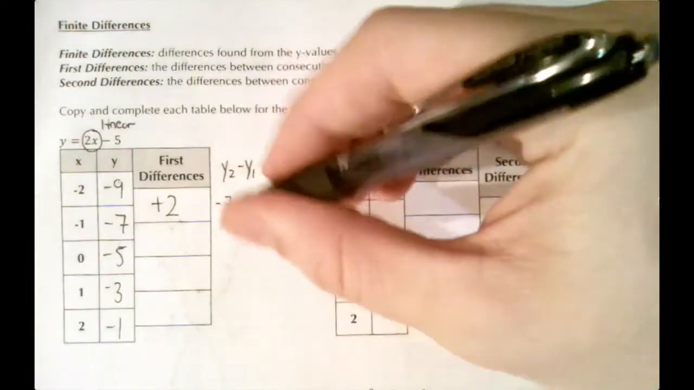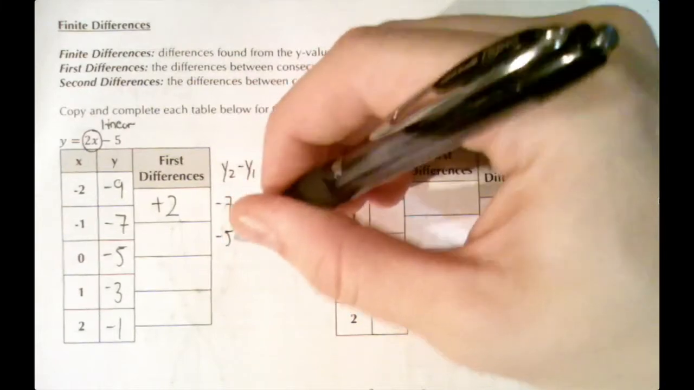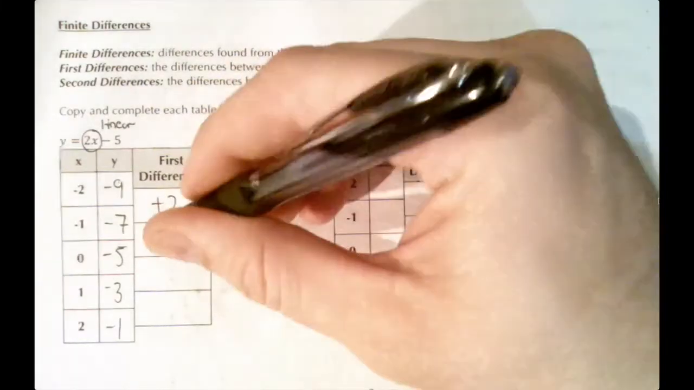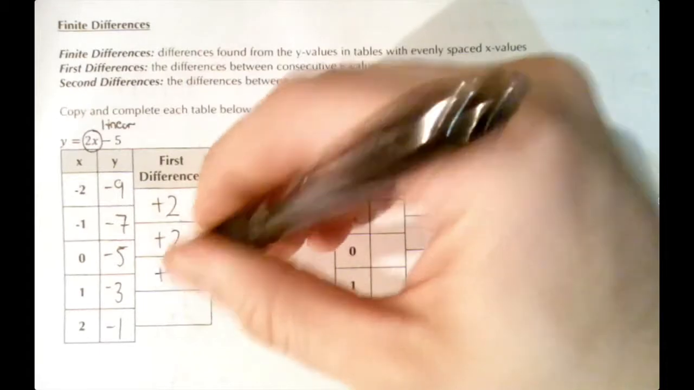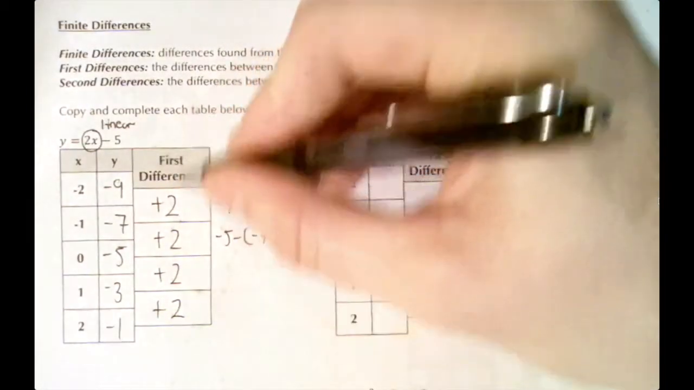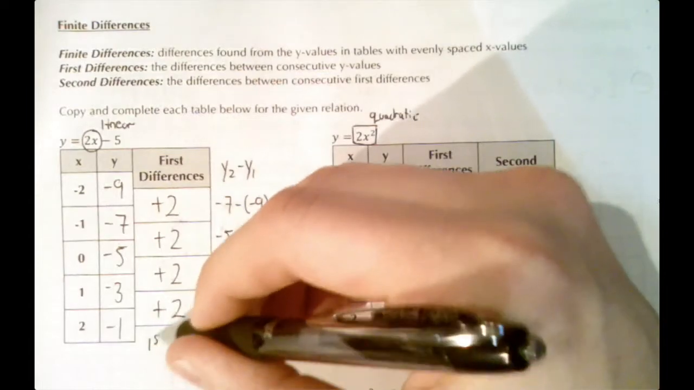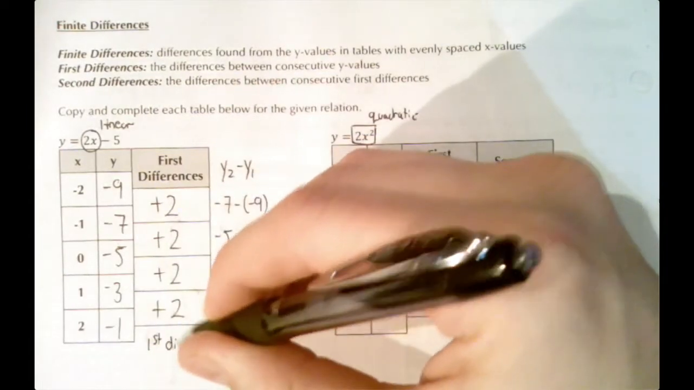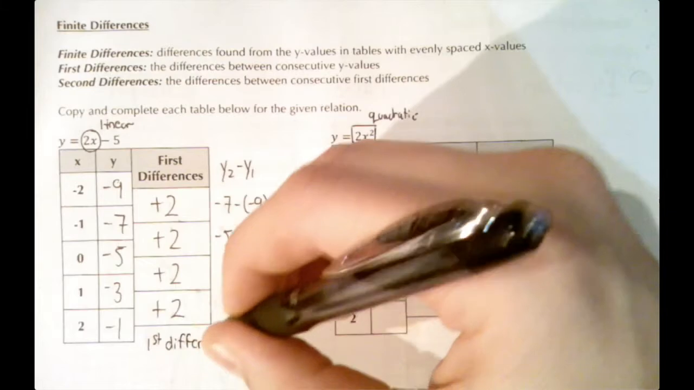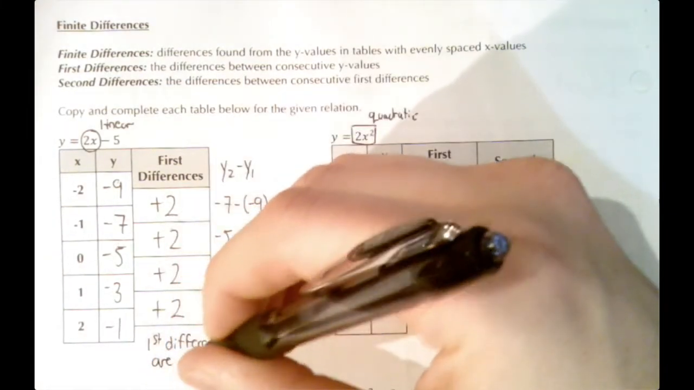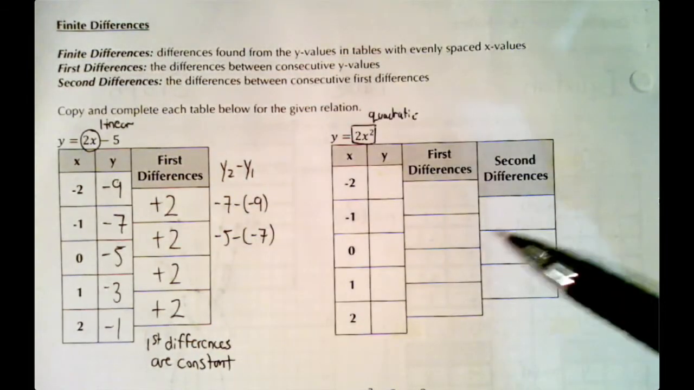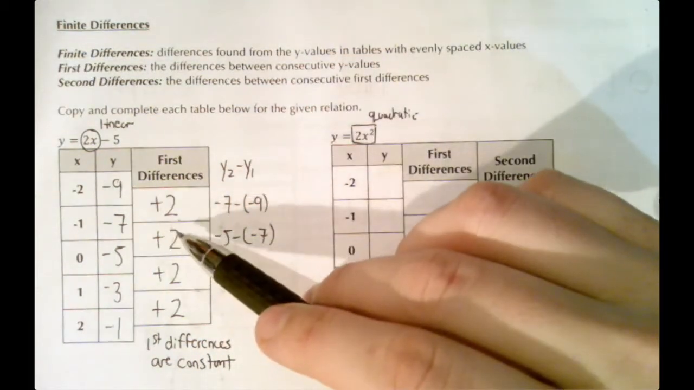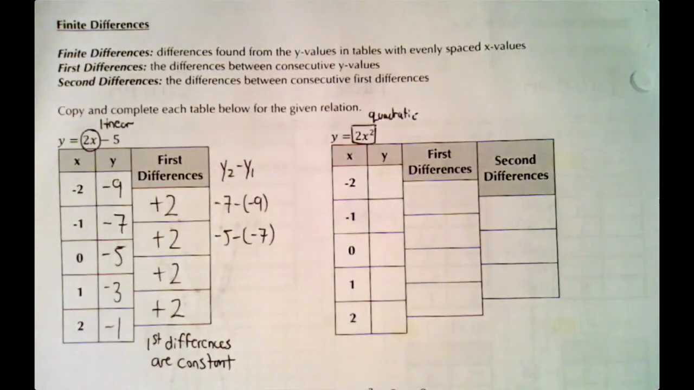And if we keep following that, the next one would be negative 5 subtract negative 7. We're going up 2 again. And in fact, we're always going up by 2. Notice these first differences are the same. And that's because our graph, our line, is constantly going up by the same amount. That's the slope. It's constantly going up by 2.